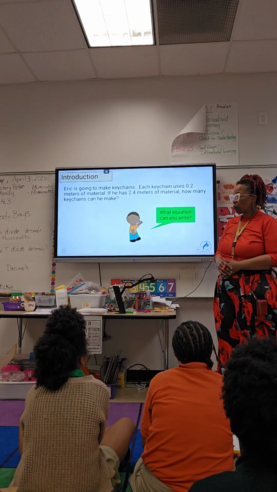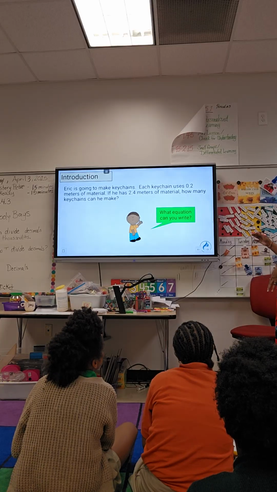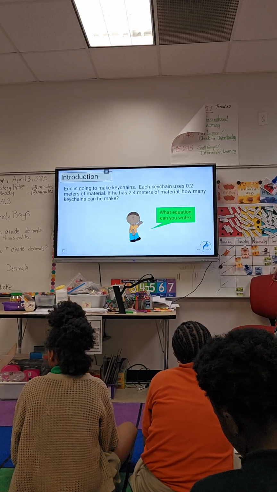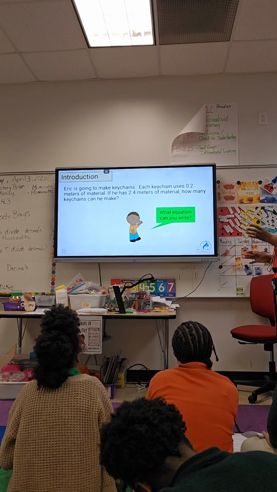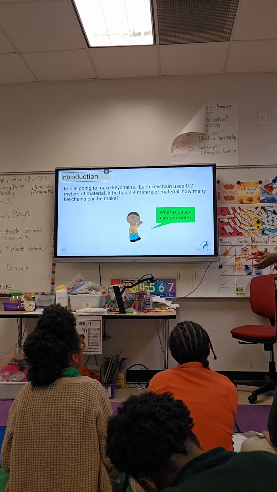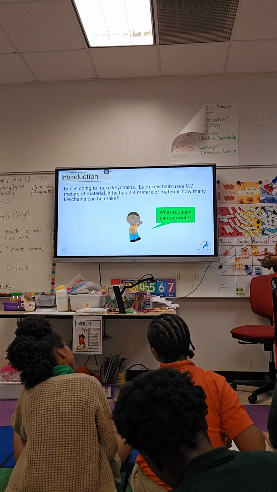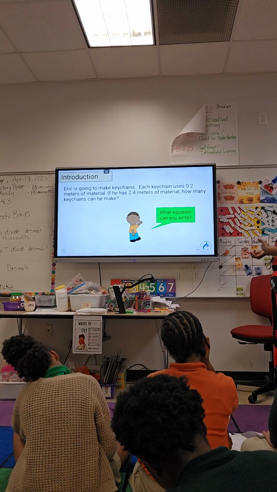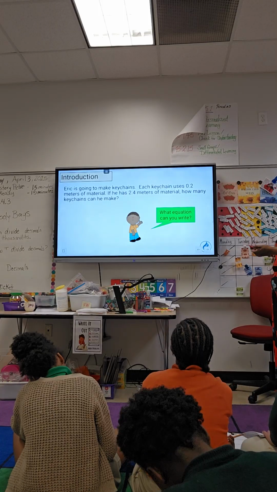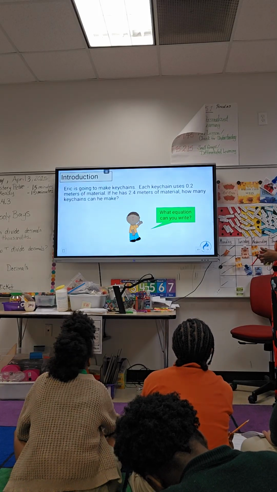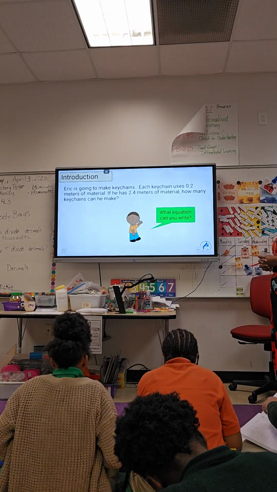Alright, here's your next one. You're gonna do this one in your notebook. You're not gonna color it in. I'll color it in when we get to that part. But I do want you to try to work through the division portion of it yourself. It is very easy. So Eric is going to make keychains. Each keychain uses 2/10 meters of material. If he has 2 and 4/10 meters of material, how many keychains can he make? What equation can you write? Write that equation in your notebook now.